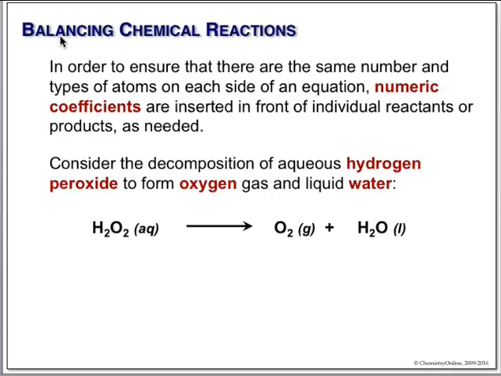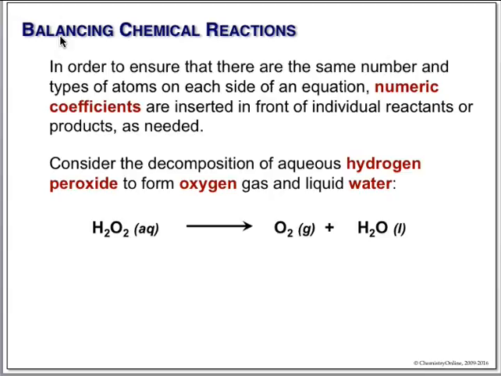By inspection, there are some ways that you can approach it. What I tend to do is I look at reactants and products and look for atoms that are even on one side and odd on the other, or the other way around. So let's look at this. This is decomposition of hydrogen peroxide. It forms oxygen and water.